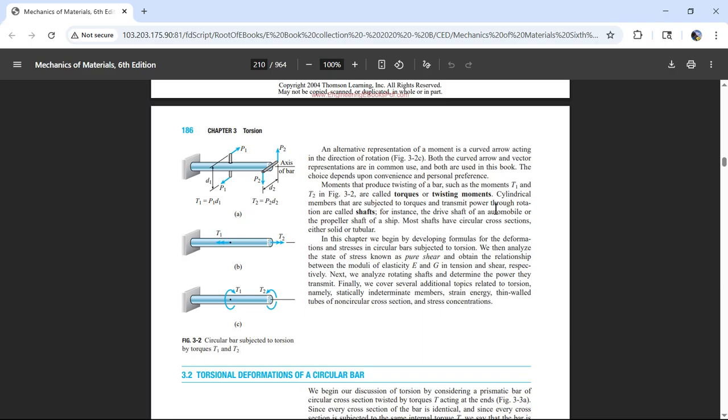Cool. Is that all I wanted to say? That was awful. All right, cylindrical members that are subject to torques.